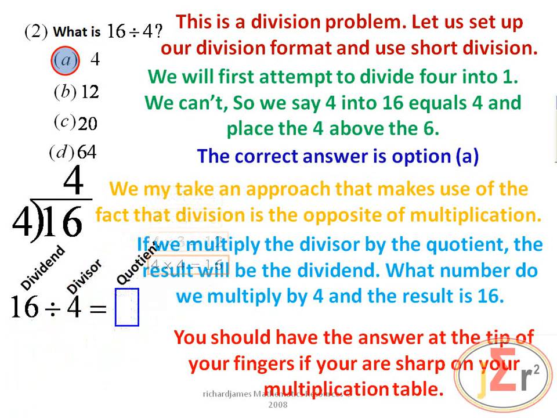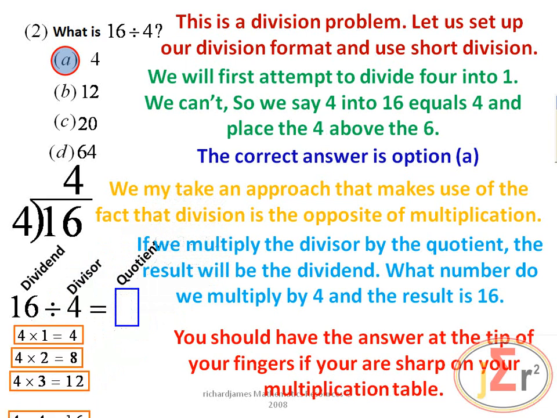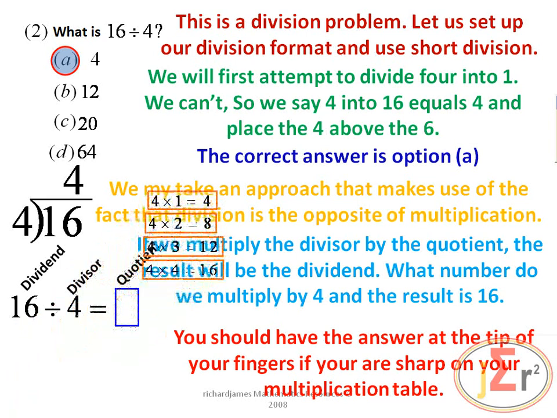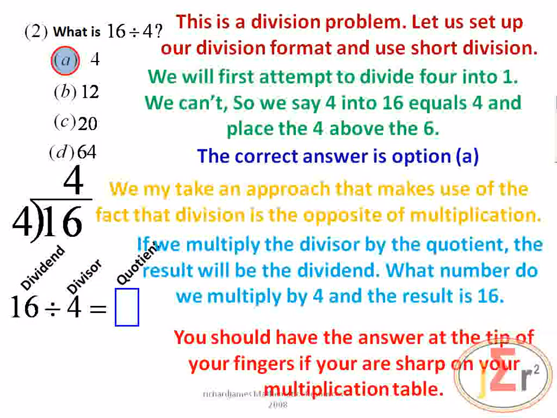Well, Jerry does not need to catch it because he knows his multiplication table. So 4 fours, 16. So the number that we multiply by 4 and the result is 16, that number is 4. And that means that if we divide 16 by 4, the result is 4.